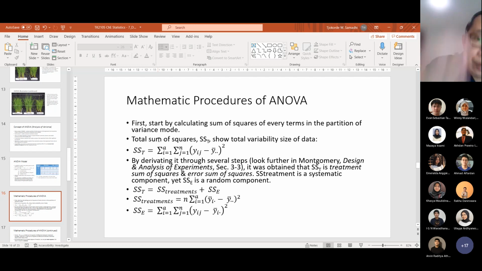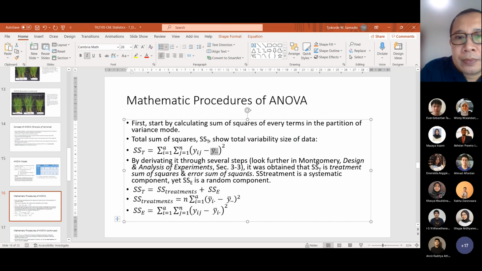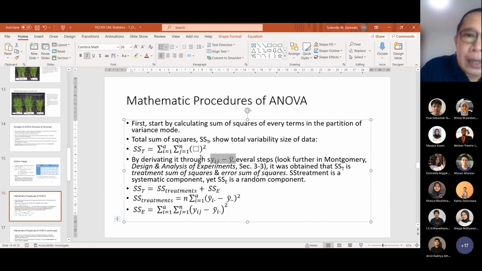When it comes to total sum of squares, okay, the formula is the square refers to the difference between individual data points and global average. Ya, jadi SST atau total sum of squares ini adalah jumlah kuadrat. Nah, apa yang dikuadratkan? Yang dikuadratkan adalah jarak atau selisih.